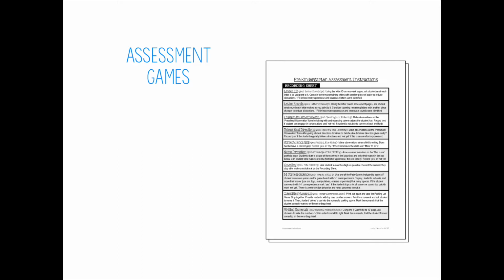So we're going to go to the instructions again, and we're going to look at a specific skill, one-to-one correspondence. So the goal is count with one-to-one correspondence. You're going to use one of the path games included to see if the student can move spaces on the game board with one-to-one correspondence.